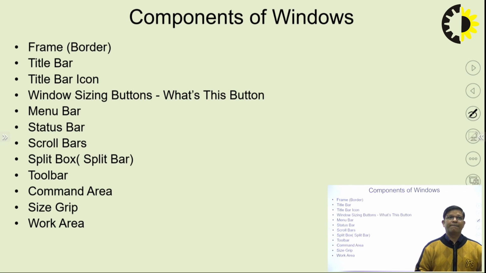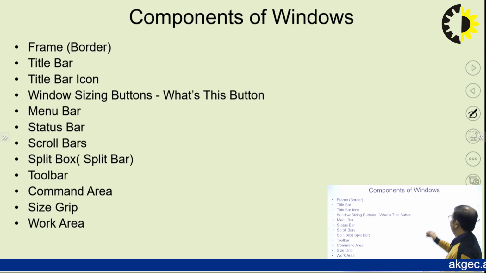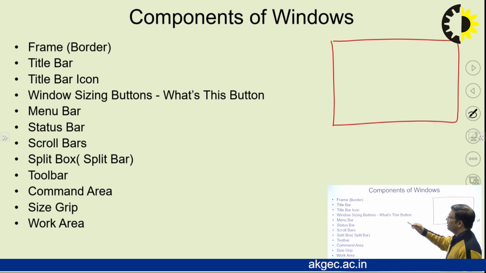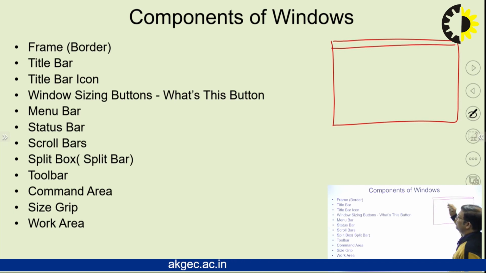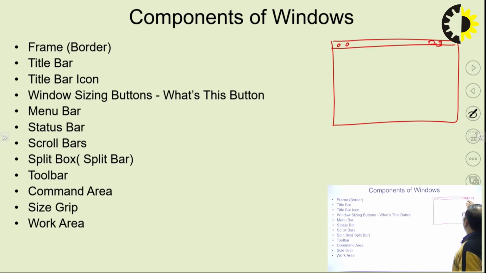Components of a window. What are the different types of components available on the window? Frame, border, like this is a frame. Title bar. Title bar icon. What are the icons available here? Window sizing buttons: minimize, maximize, close. Menu bar, different types of menus. Status bar.